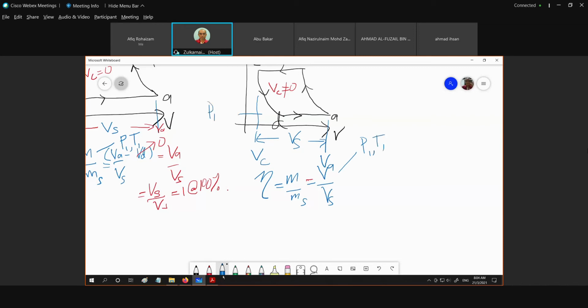Apa yang disedut dalam kes ini adalah merupakan VA minus VD, divided by VS. So the VA tolak VD divided by VS. So kecekapan volumetric akan berkurangan. The volumetric efficiency will reduce from 100% to a certain value, which is VA minus VD divided by VS, due to the clearance volume introduced in our compressor.